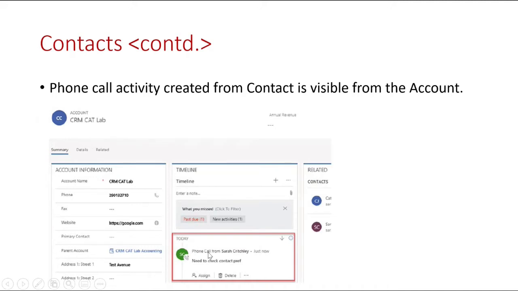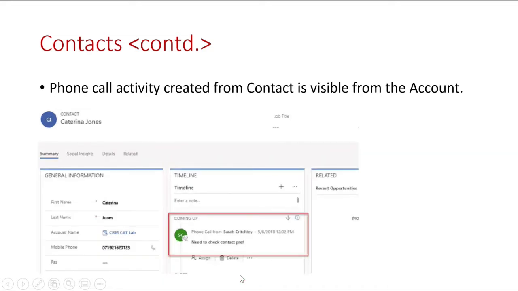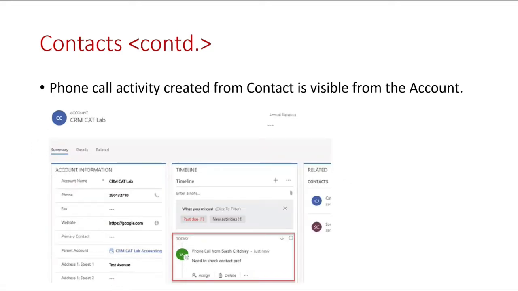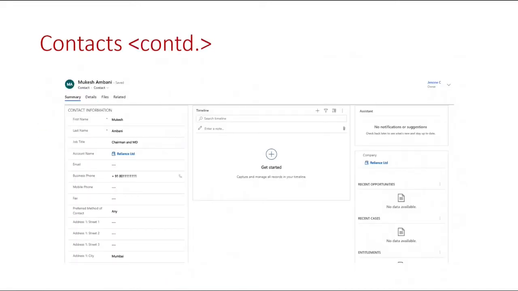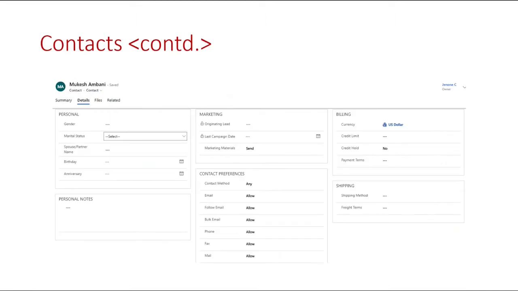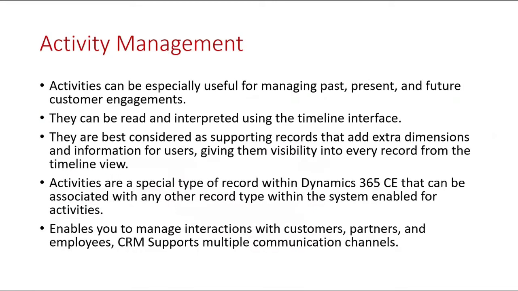So in the account form also, I will be able to see that particular phone call activity. I initially created this activity from the contact, but the system rolled up the activity to the parent account of this contact. Okay. So as of now, we discussed accounts and contacts. Now I will move to activity management.